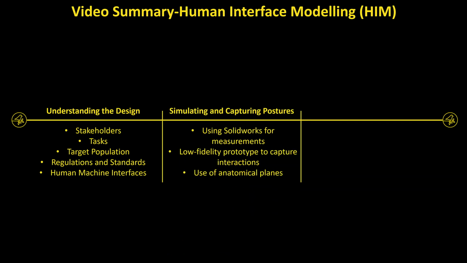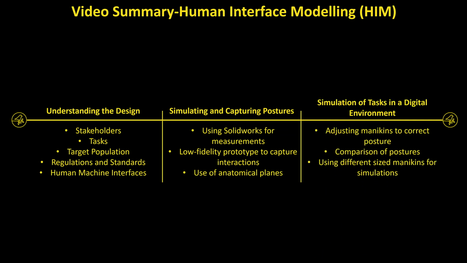The next part of the video covered simulating and capturing postures, in which we used different tools in SolidWorks along with PowerPoint in order to create a scale, low fidelity prototype of an identified human-machine interface to interact with, and we looked at how to capture the posture using anatomical planes. And in the last section of the video, we looked at simulating real-life interactions in a digital world, which looked at adjusting the mannequins to the correct posture when interacting with certain aspects of the design and comparing postures of the target population using different sized mannequins.